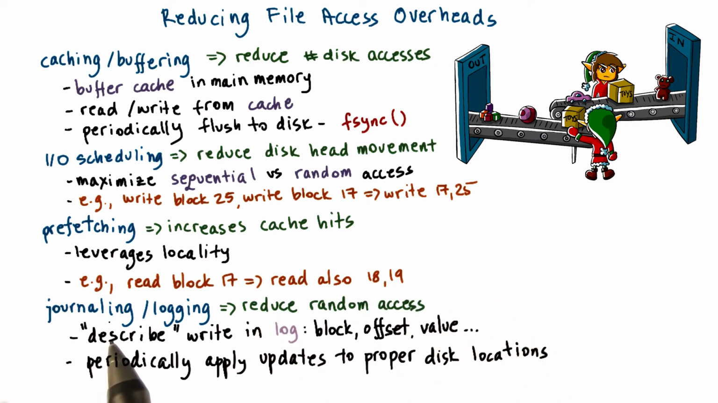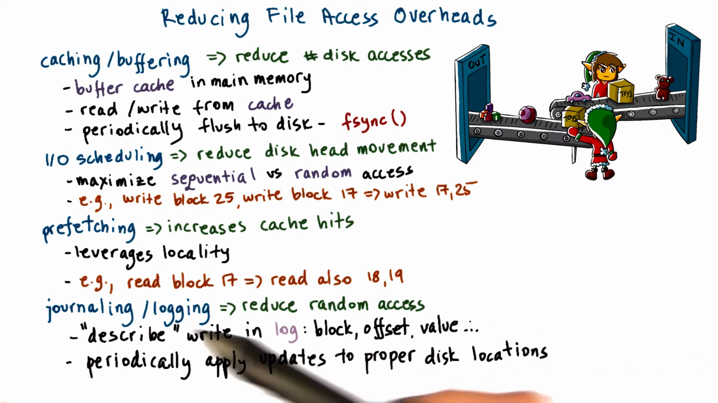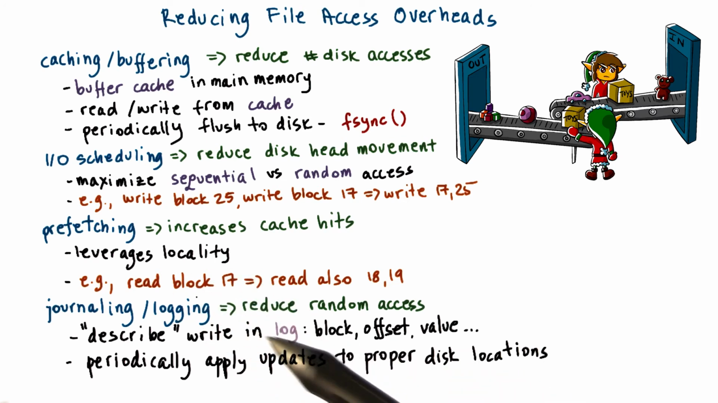This is where journaling helps. As opposed to writing out the data in the proper disk location, which will require a lot of random access, we write updates in a log. So the log will contain some description of the write that's supposed to take place. If we specify the block, the offset, and the value, that essentially describes an individual write. Now, I'm over-trivializing this. There is a little bit more that goes into it, but this is overall the nature of the journaling or the logging-based systems.